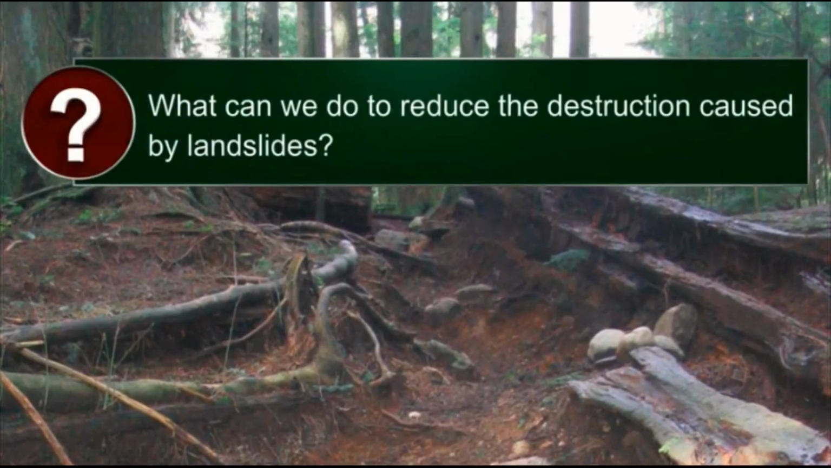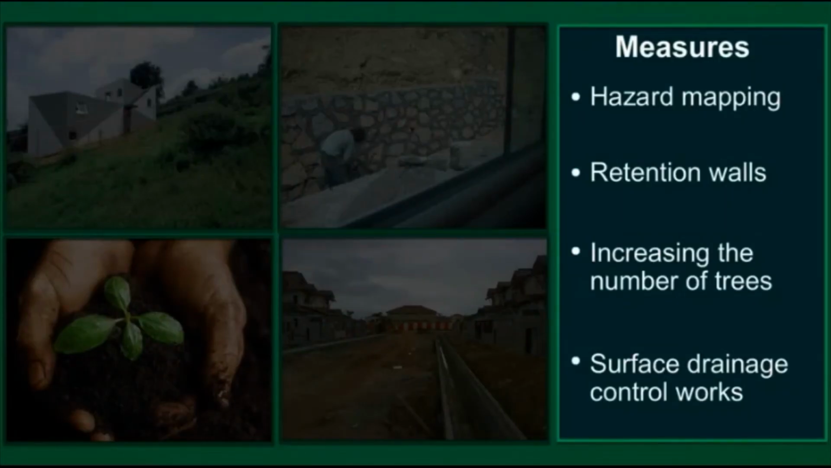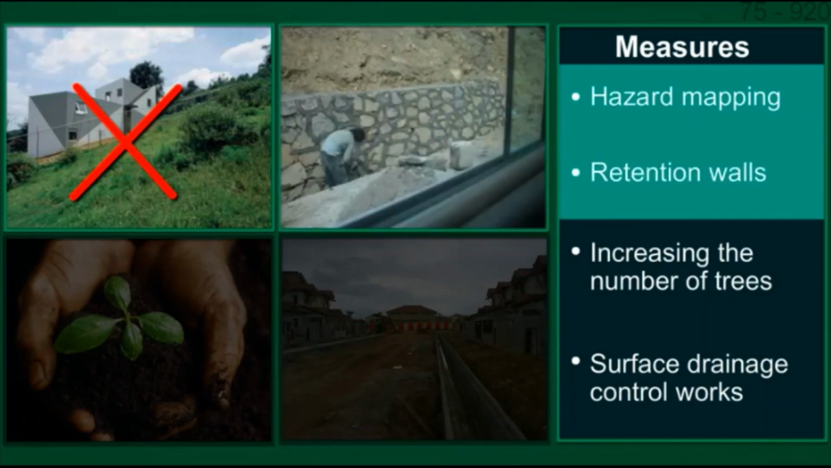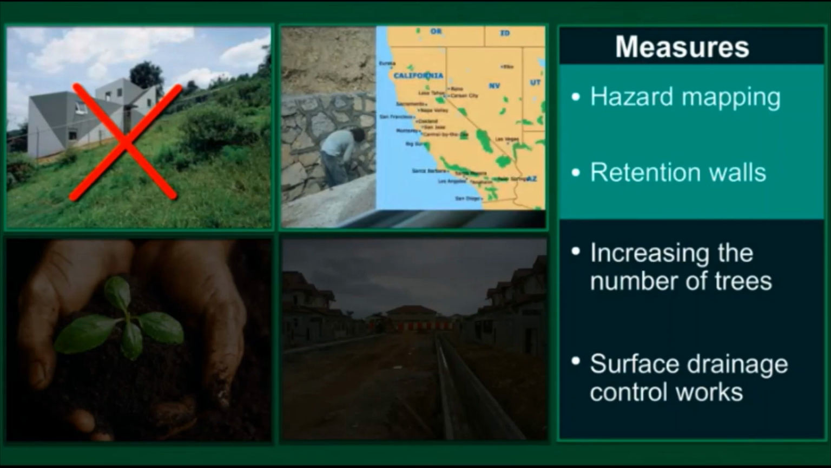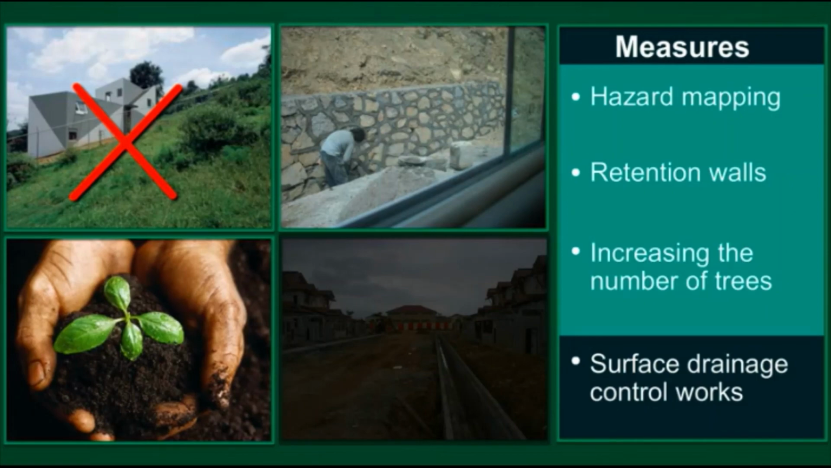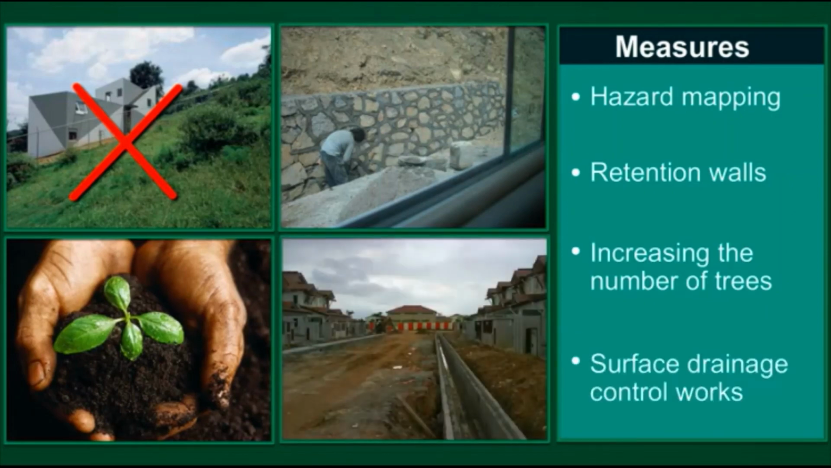What can we do to reduce the destruction caused by landslides? Here are some measures to control damage from landslides. Identify landslide-prone areas through hazard mapping and avoid building houses in such regions. Build retention walls to stop land from slipping. The city of Anaheim in California, USA, located in a landslide-prone area, uses retention walls. Increase vegetation cover to curb landslides. Build surface water drainage control systems. This will help regulate the movement of landslides along with rainwater and spring flows.